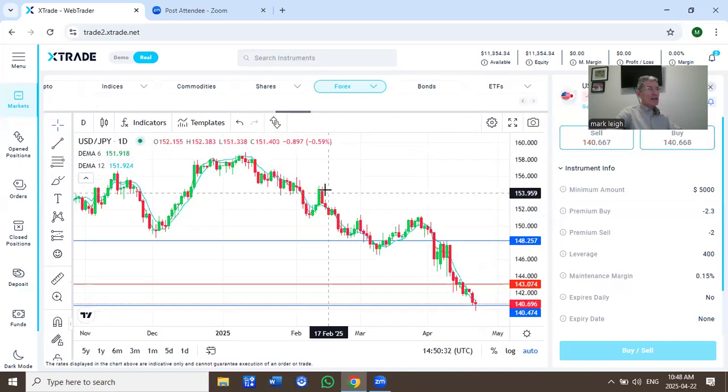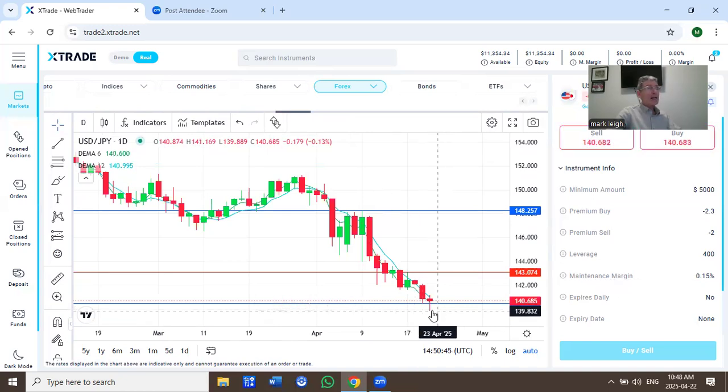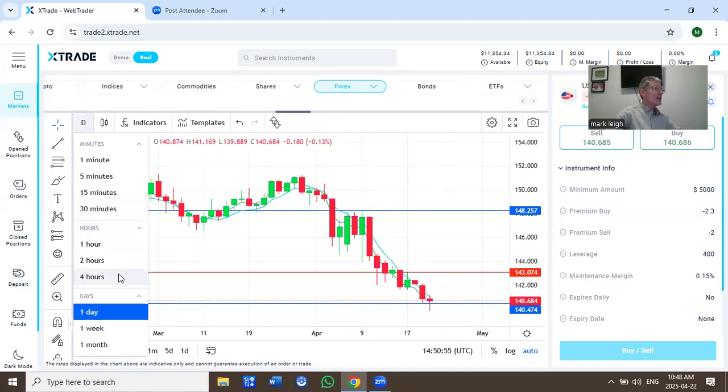140.70. There's a continuation of US dollar being sold off against a very strong yen earlier today, all the way below 140, 139.83. And then the US did step in, broke above yesterday's support at 140.75, and now hovering around yesterday's close. Let's have a look at the 4 hour.